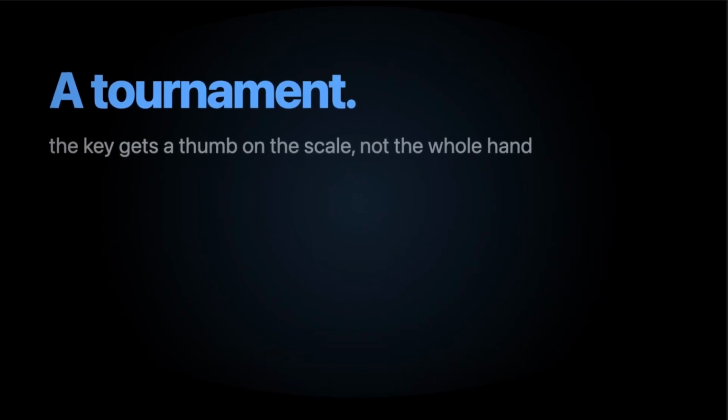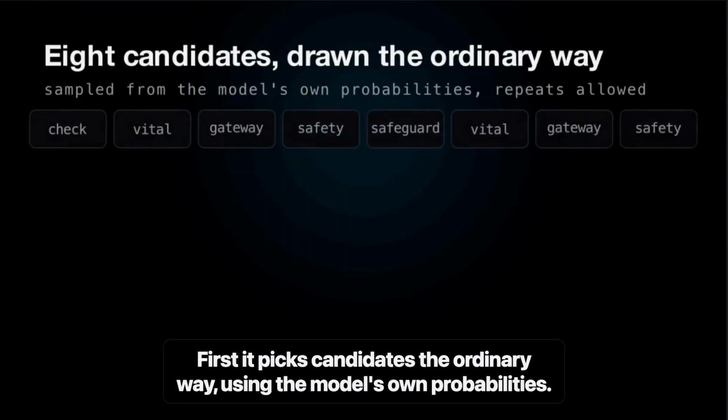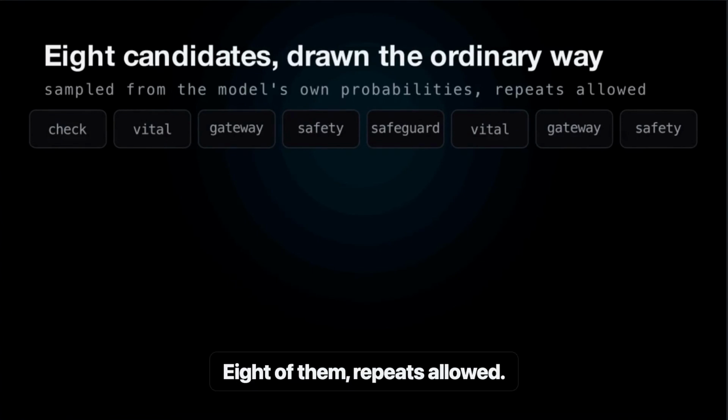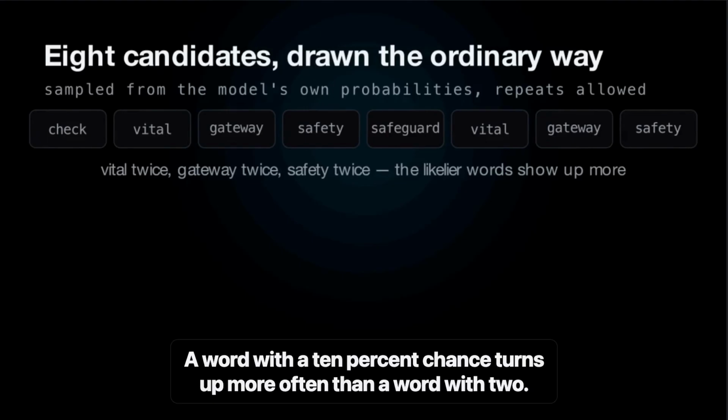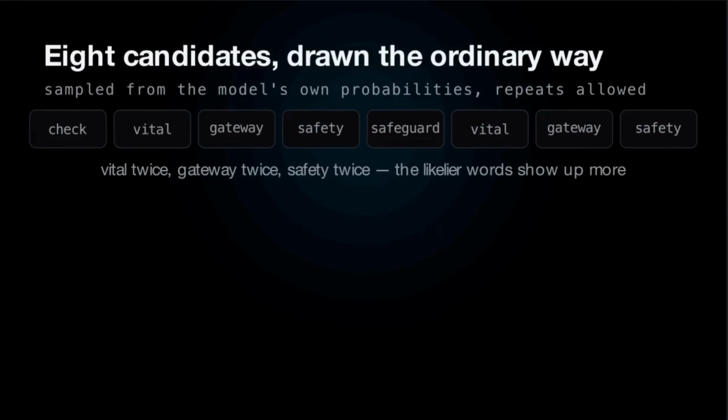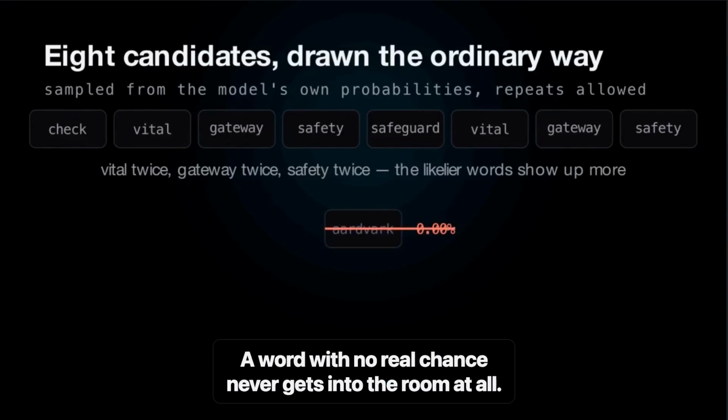So it does not do that, it runs a tournament. First, it picks candidates the ordinary way, using the model's own probabilities, with repeats allowed. A word with a 10% chance turns up more often than a word with 2. A word with no real chance never gets into the room at all.